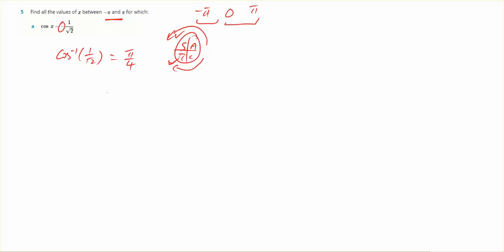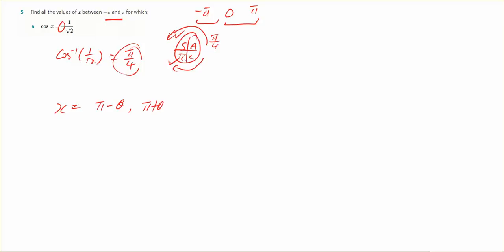So to get my solution, I've got my basic solution, which is pi over 4. We're not going to use that as a solution itself, but it will help us get the solutions in the second and third quadrant. So my second quadrant solution would be pi minus theta, and my third quadrant would be pi plus theta.